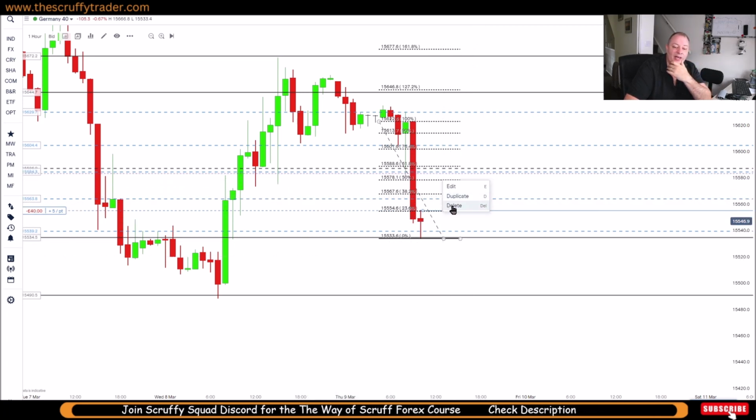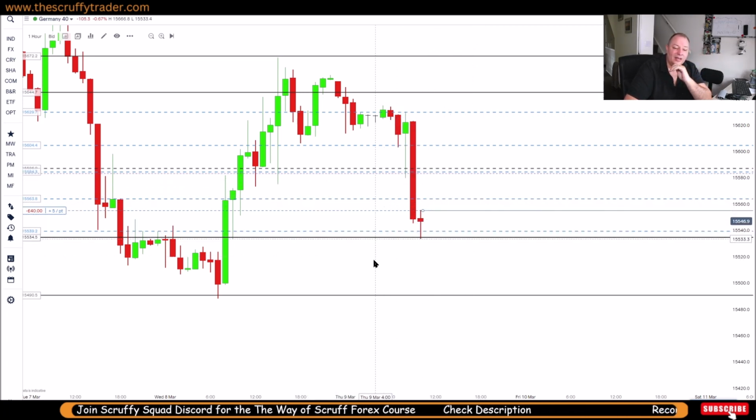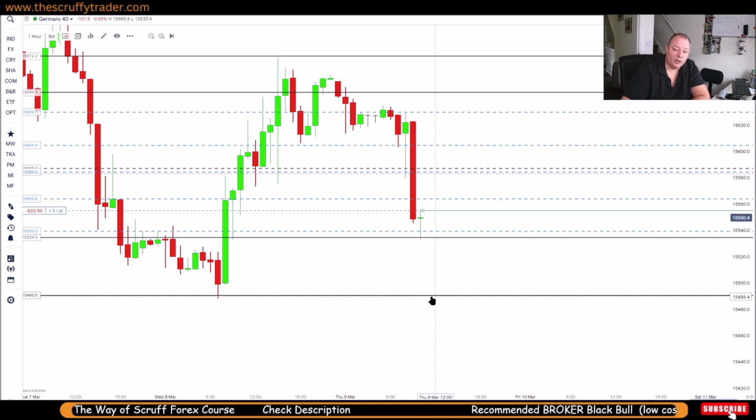If I get rid of that now that I'm in, well, I can also see a lower level down here. Okay. I don't want the price to go beyond that. If it goes beyond that, then I'm probably on the wrong side of a trade. And that could be quite dangerous.